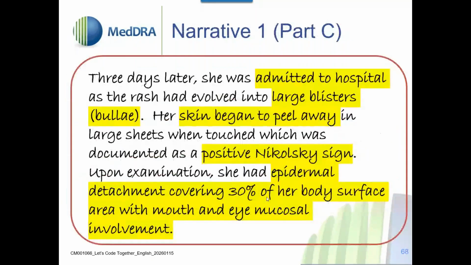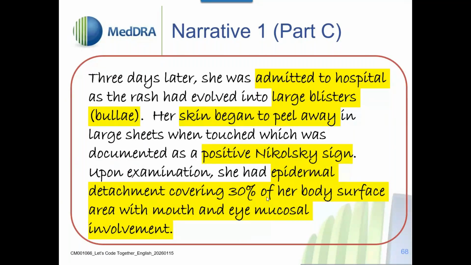So 3 days later, on the third part now, she was admitted to hospital as the rash had evolved into large blisters, and they'd given us the description of bullae. Her skin began to peel away in large sheets when touched, which was documented as a positive Nikolsky sign. Upon examination, she had epidermal detachment covering 30% of her body surface, with mouth and eye mucosal involvement. So we've got a lot more happening now to this poor lady.